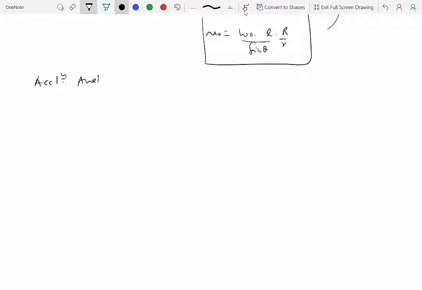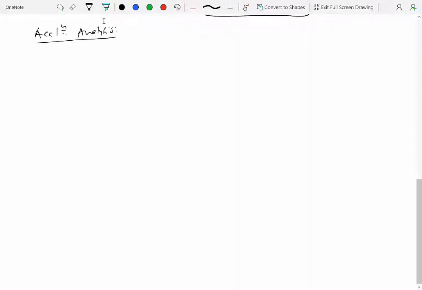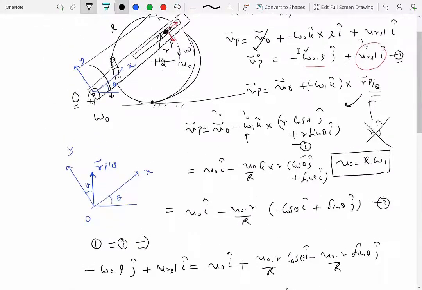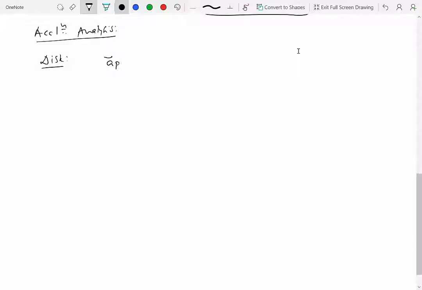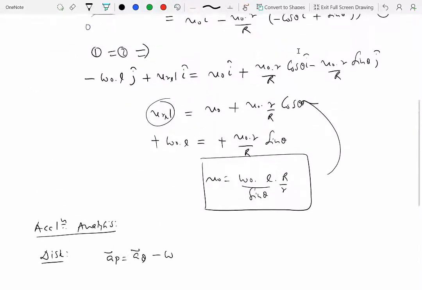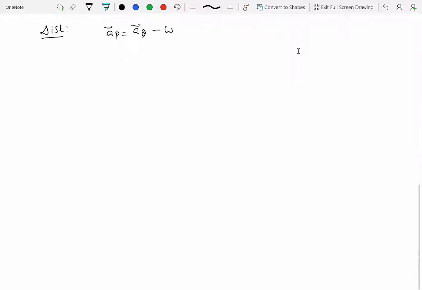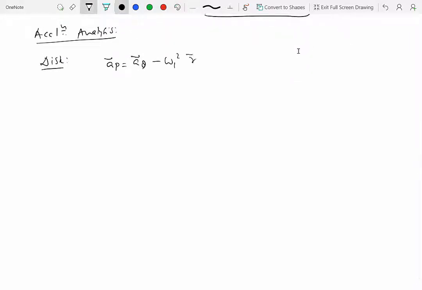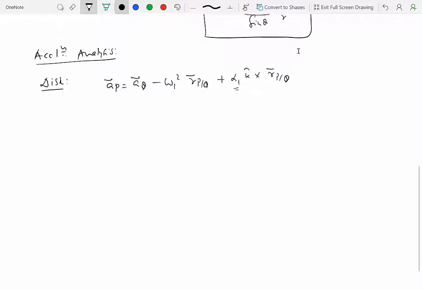Acceleration analysis. So let's look at it from the disk perspective. We want to write the acceleration of point P with respect to point Q, which is the center of the wheel. So acceleration of P equals acceleration of Q, minus omega 1 squared r of P with respect to Q, plus alpha 1 k hat cross r of P with respect to Q. We are calling the angular velocity of the disk omega 1. Now alpha 1 is the angular acceleration of the disk, which we don't know. Maybe that's one of the unknowns.